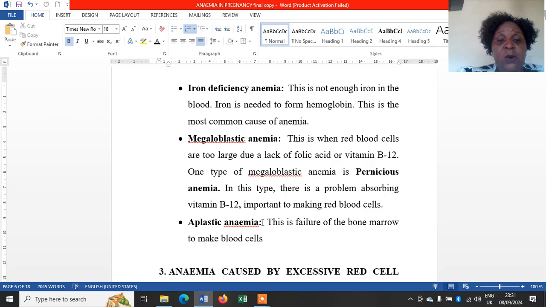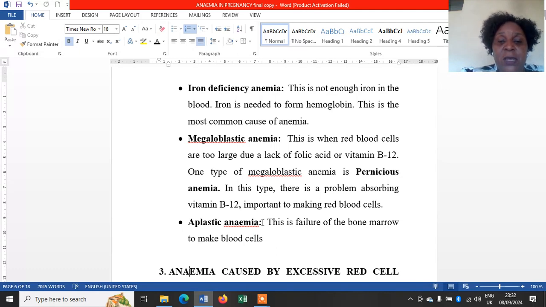Then we can also have megaloblastic anemia. This is when the red blood cell is too large due to lack of folic acid or vitamin B12. Previously, we talked of folate deficiency anemia and vitamin B12 anemia. And these two anemias will be called megaloblastic.